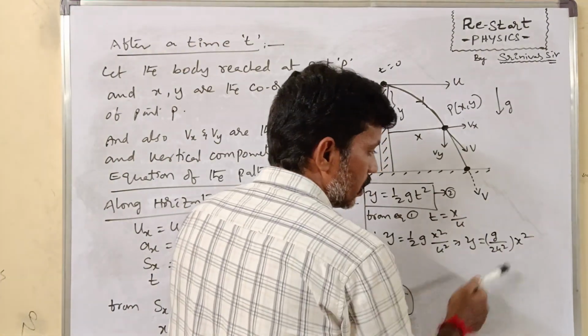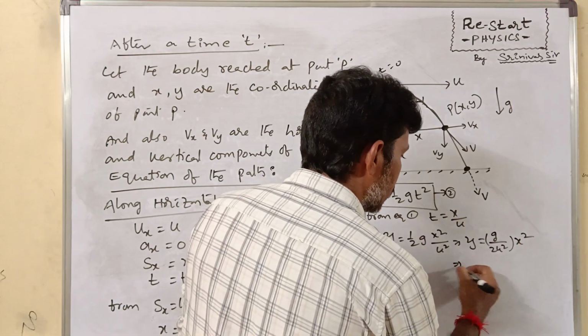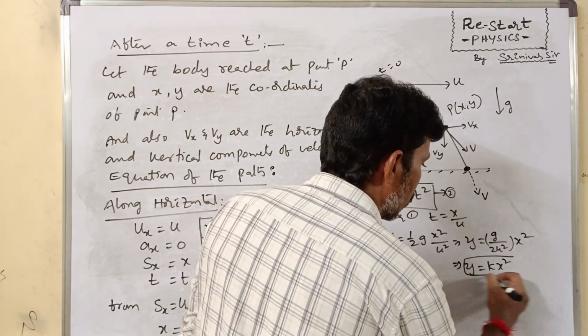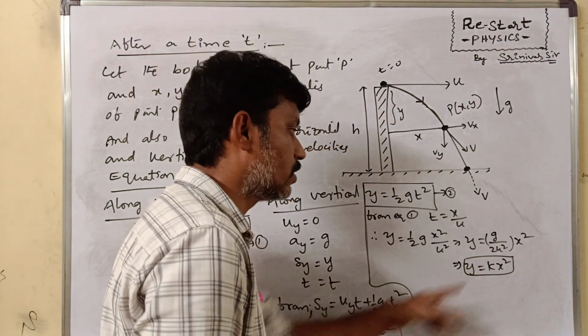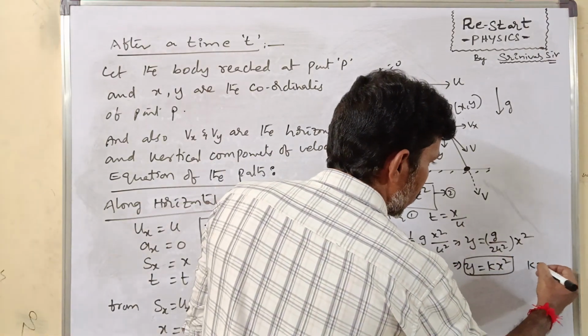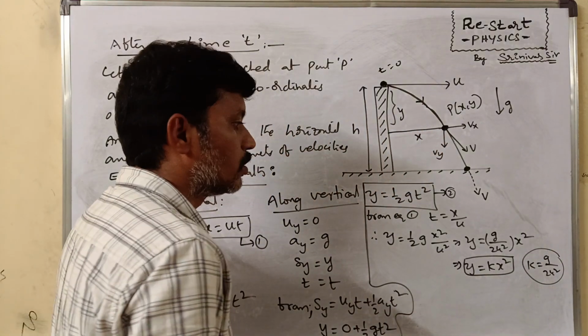Here g is the constant, u is the constant, all are constants. That's why it can be written as y is equal to k x square, where k is another constant. So here k is equal to g by 2u square.